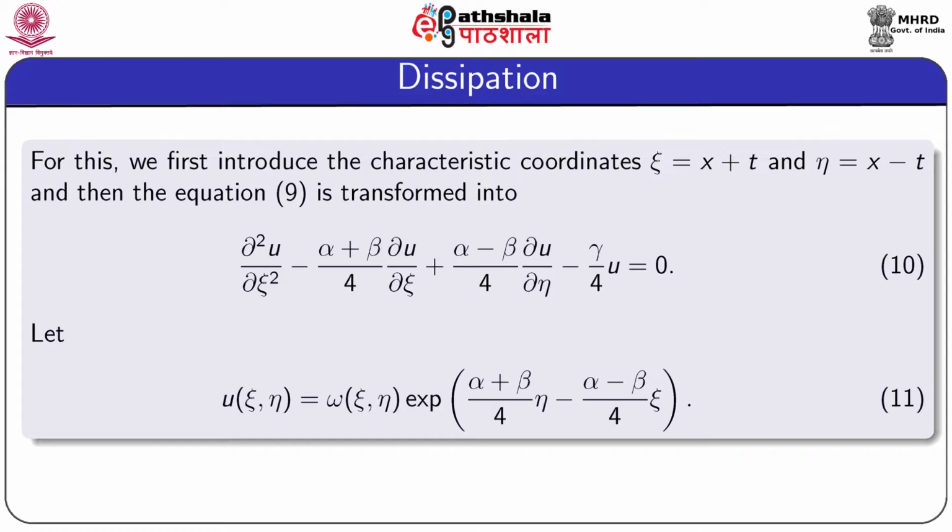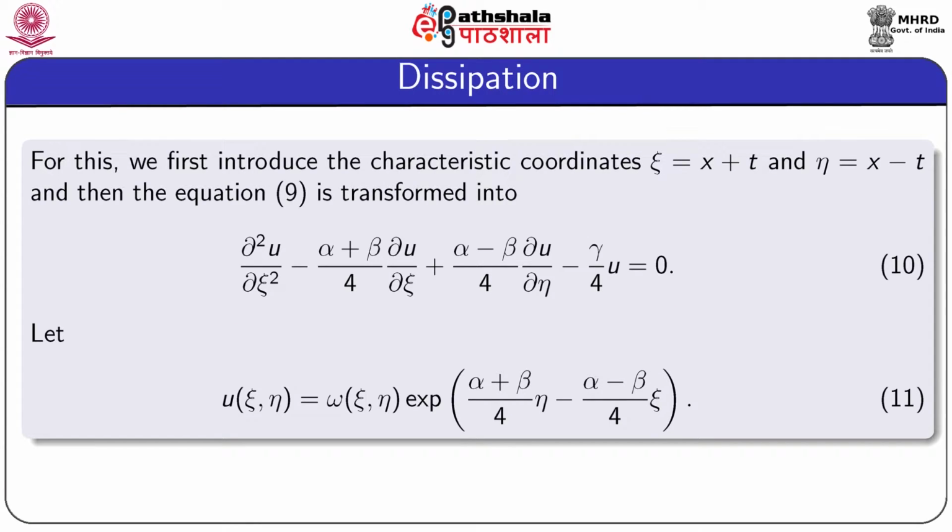First, we take two characteristic directions x + t and x − t, and now we change the coordinates to characteristic directions ξ = x + t and η = x − t. In terms of ξ and η, equation 9 is transformed into ∂²u/∂ξ∂η − ((α + β)/4) ∂u/∂ξ + ((α − β)/4) ∂u/∂η − (γ/4) u = 0.